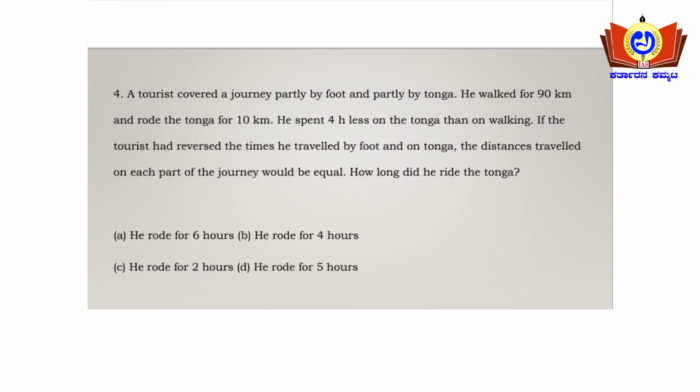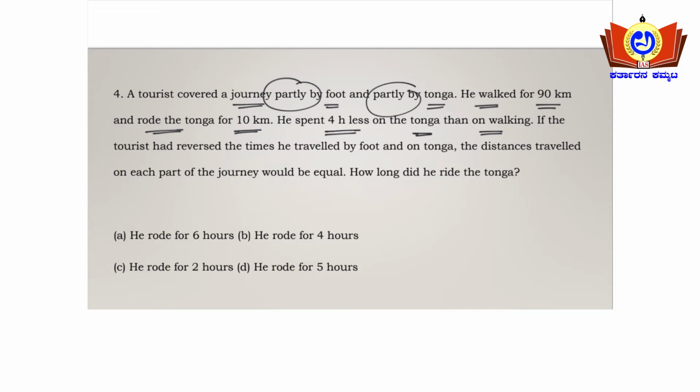A tourist covered a journey partly by foot and partly by tonga. He is covering a certain journey partly by walking and partly by riding the tonga. He walked for 90 kilometers and rode the tonga for the rest, 10 kilometers. He spent 4 hours less on the tonga than on walking.